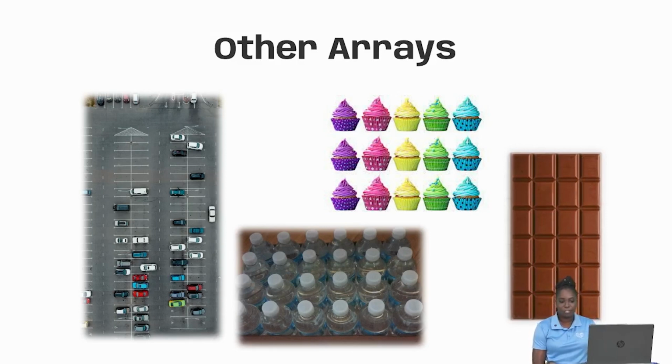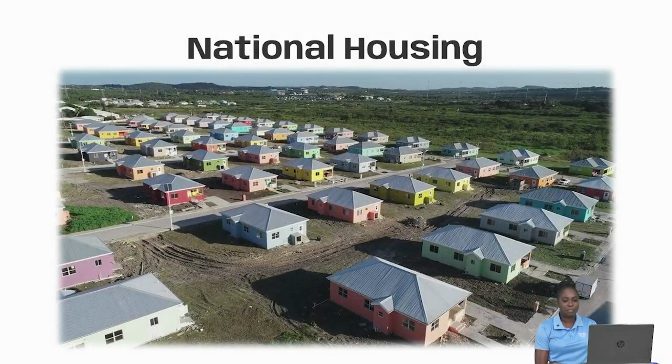By definition, a matrix is a rectangular array of numbers or other mathematical objects. Here, we have some examples of arrays we may see regularly. We have a case of water, we have cupcakes, we have a chocolate bar, and we even have a parking lot. So these are just some examples of arrays that we may see, more regular than others. The image of the National Housing Development in Painters is also a great example of a matrix array. In this case, a matrix array of houses.